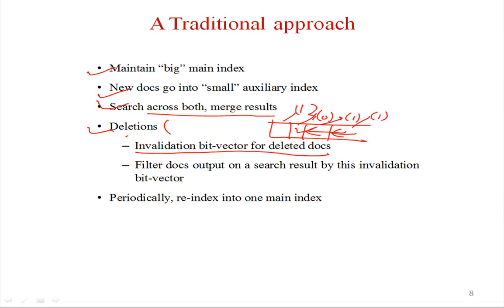So use an invalidation bit vector for deleted documents. Filter the document output of a search result by this invalidation bit vector. This means in case of a search result, just check whether the invalidation bit vector is 1 or 0. If it is 1, then we can return that particular result, and then periodically re-index into the main index, and we can merge the auxiliary index into the main index by refining it.